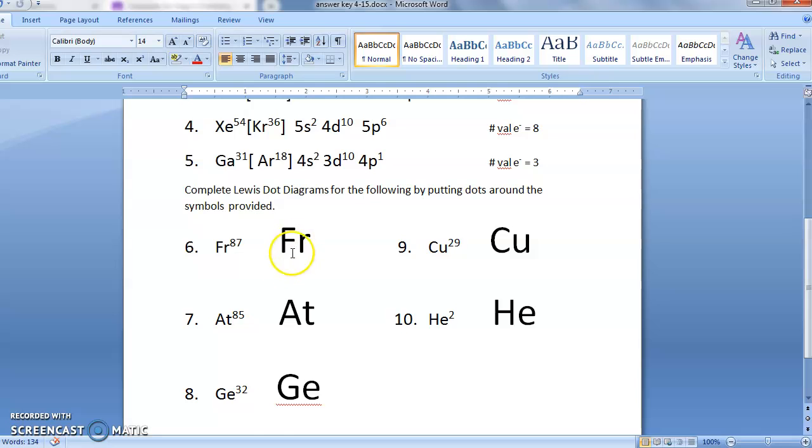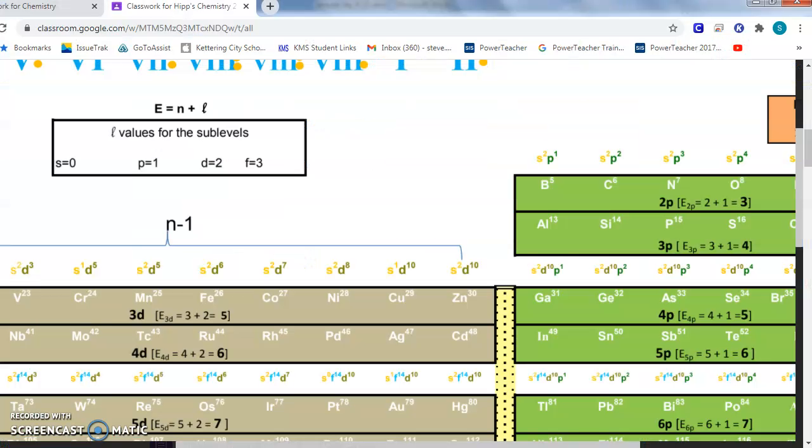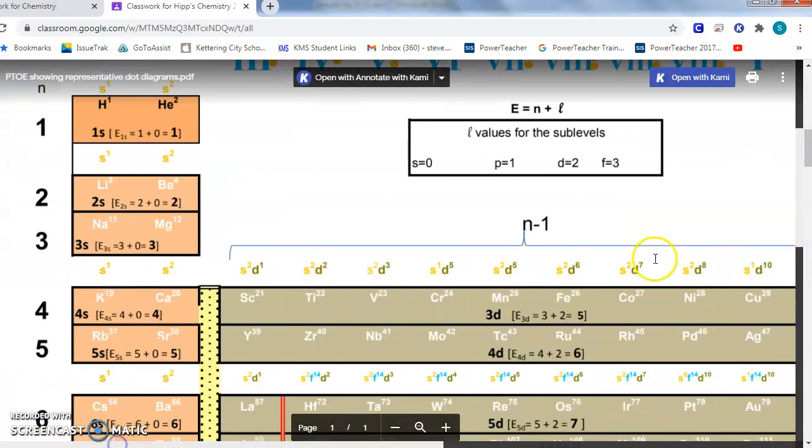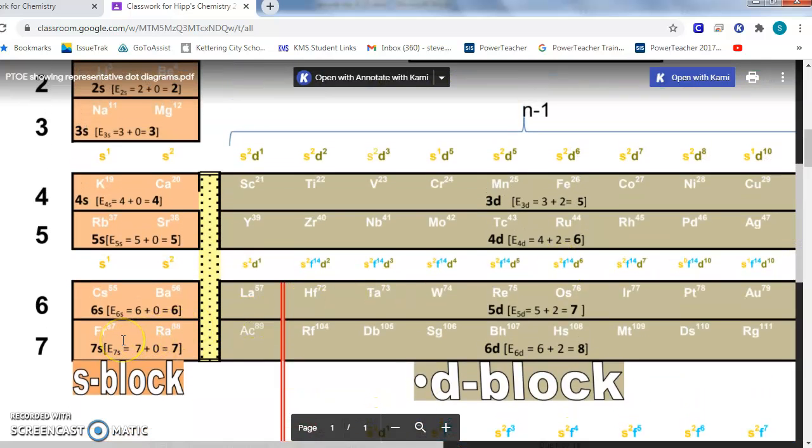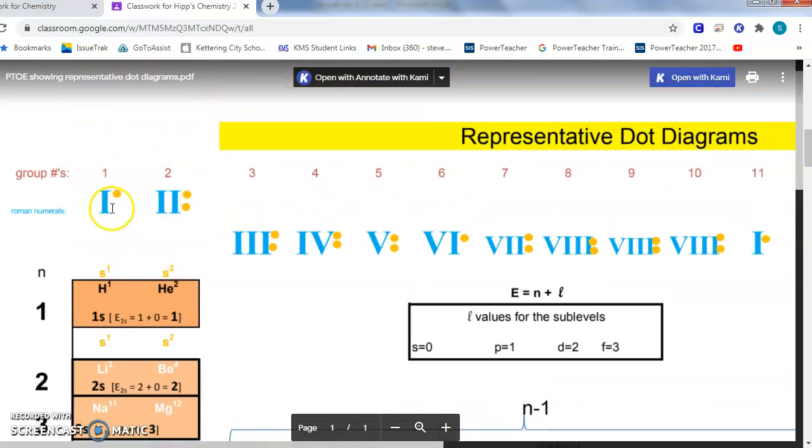So first we have to find francium on the periodic table of elements. We look over here. Francium is right down here. It's at the very bottom left of the table. It is in the first column of the periodic table in the s block. They only have one electron in the s. They're Roman 1, so they only get one dot on the s side.